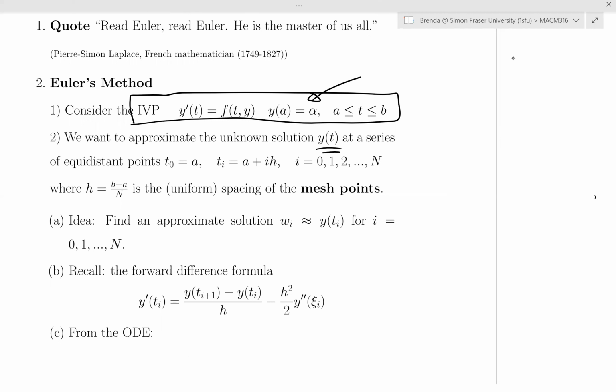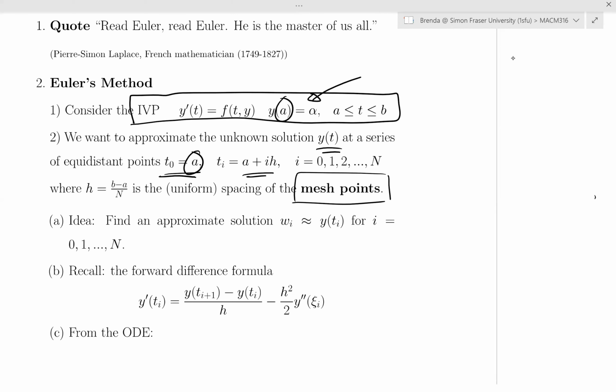Starting at the beginning, with the initial condition, you notice how this is a and this is a. We're going to start at the initial time. We can call it time, but it doesn't have to be time. And then we're going to move over in little increments of h. And we're going to predict the solution at all of those times. Those uniformly spaced points are called the mesh points.